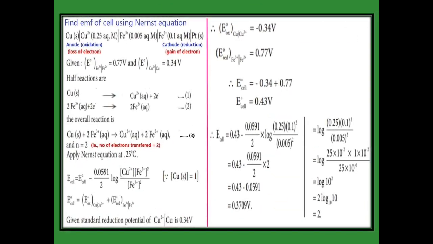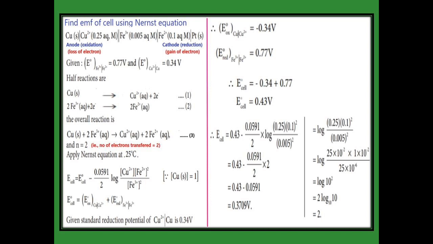In this slide we are going to find the EMF of the cell, given the cell notation, by using the Nernst equation. In the cell notation, the double vertical bar indicates a salt bridge. The left-hand side is the anode and the right-hand side is the cathode. At the anode side oxidation takes place, and at the cathode side reduction takes place. What does oxidation mean? Loss of electrons. What does reduction mean? Gain of electrons.